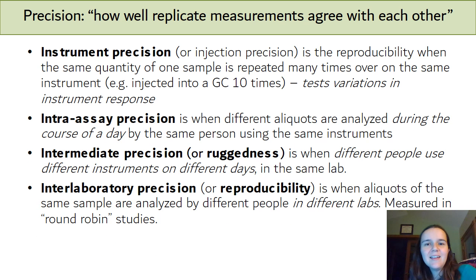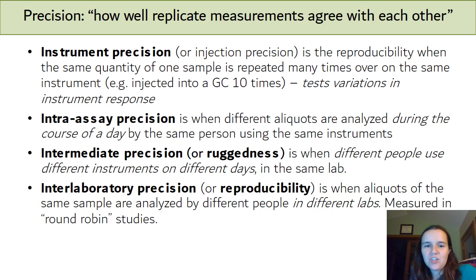So precision is how well the replicate measurements agree with each other. And here I want to get into the different types of precisions. There's an instrument precision, which is injection precision. It's same sample repeatedly done many times on the same instrument, and it's really testing variation in instrument response. This is usually very low. Intra-assay precision is if you're using aliquots during the course of a day by the same person on the same instruments. So morning versus evening, is it changing or drifting?